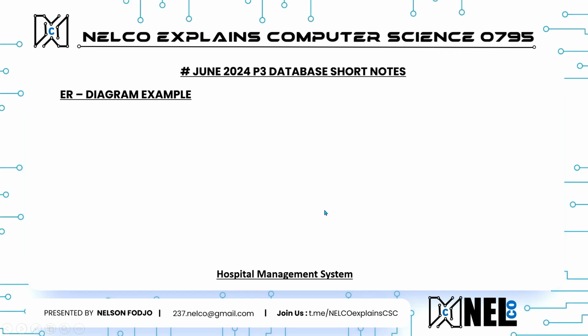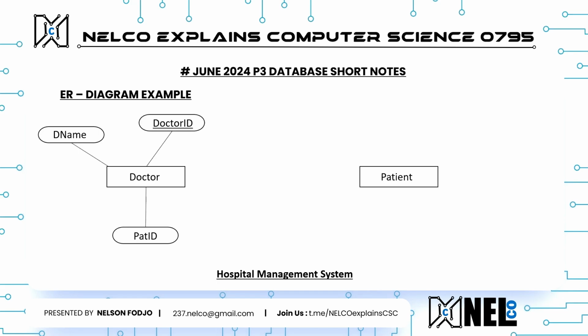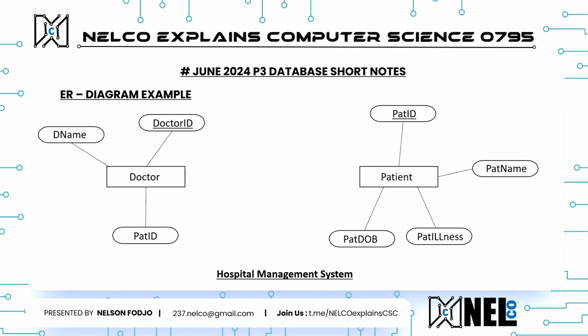We're going to draw an ER diagram of a hospital management system. So we start with our entities. We have two tables, the doctor and the patient table. Next, we have the attributes of the doctor table: doctor ID, doctor name, patient ID. And in the patient table, we have as attributes patient ID, patient name, patient date of birth, patient illness. And as we can see, in the doctor table the primary key is doctor ID, and in the patient table, the primary key is patient ID.